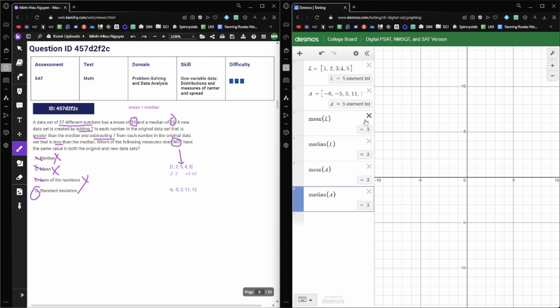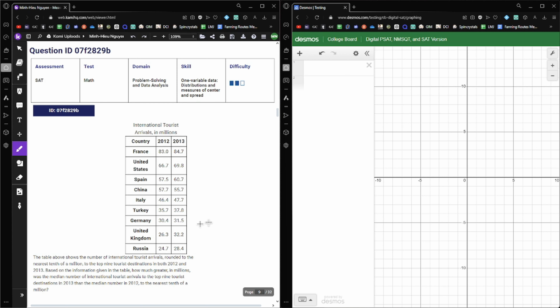Now let me find the sum. So 1 plus 2 plus 3 plus 4 plus 5 is 15. -6 plus -5 plus 3 plus 11 plus 12 is also 15. So those two would also be the same, so C is not our answer. Then let me find the standard deviation of L and the standard deviation of A. And as you can see, the standard deviation of A is greater than L, so they're not the same, so our answer would still be D.